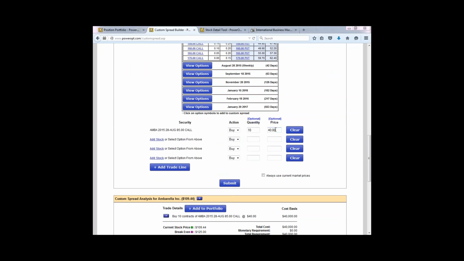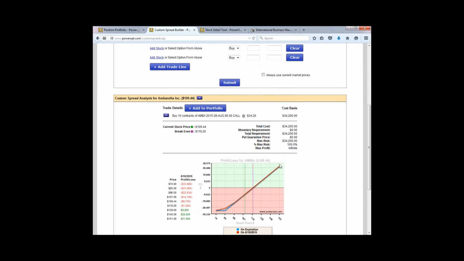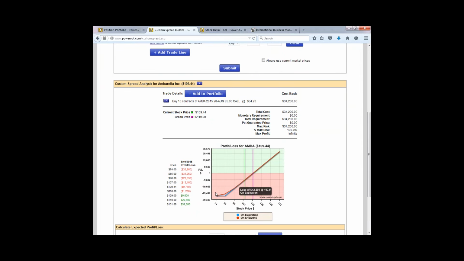34.20. Okay, better. Something better to work with. 34.20. Thank you, Clyde. All right. So 34.20 now. Stock has dropped here. You're still deep in the money.